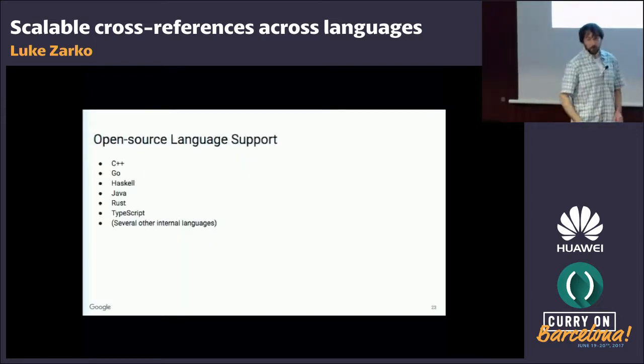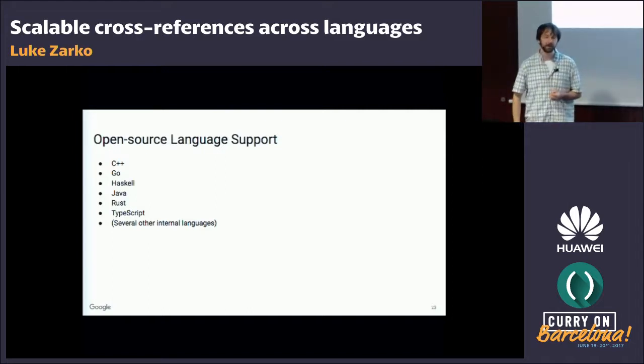We have support in our open source project for a bunch of different languages already, and we keep adding more. We have great support for C++, Go, and Java. We have a nascent indexer for Haskell, for Rust, and for TypeScript. And internally, we have support for a bunch of other languages.